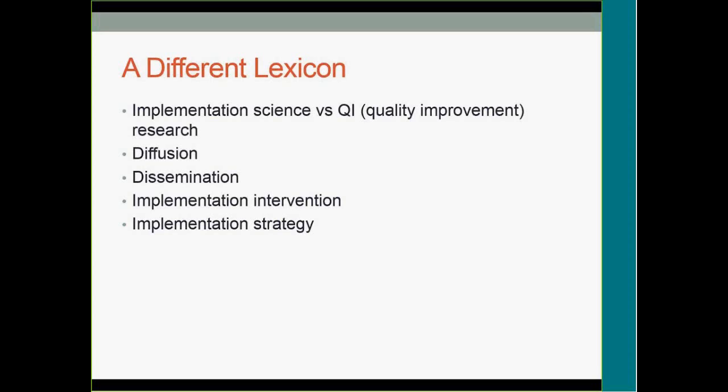Diffusion. Does anyone know what diffusion means with respect to health service research or research in general? Spread of new information. If we write it, they will come and use it. That's the fundamental principle behind it. I publish an article, and everybody's going to read it, and they're going to do exactly what it says. It is pretty much fantasy, right?